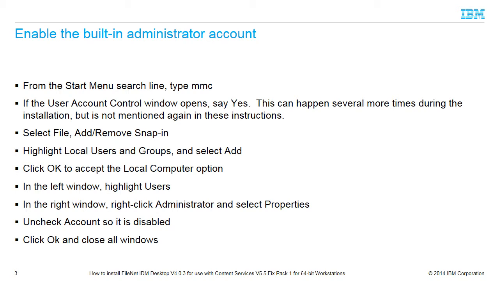In the left window, highlight Users. In the right window, right-click the administrator and select Properties. Uncheck Account is disabled. Click OK and close all windows.